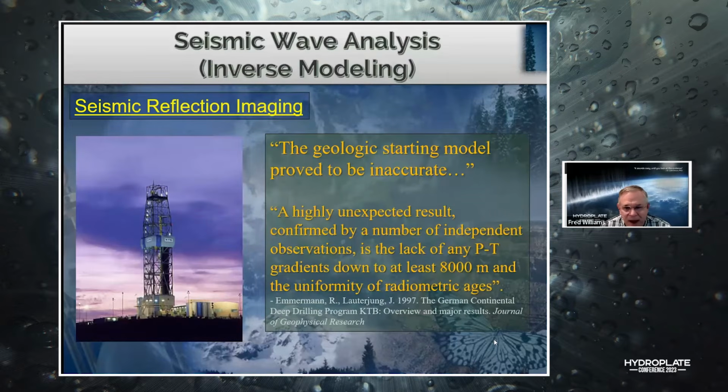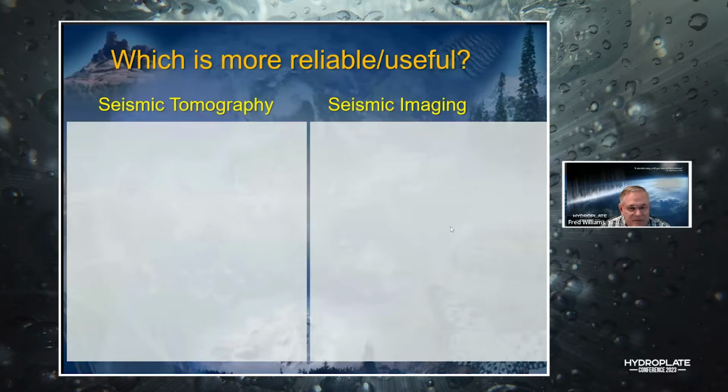Okay, so now let's look at an example: Germany's KTB borehole, which reached, at the time, I think the deepest hole drilled into the earth. It reached 5.6 miles. They had seismic reflection imaging beforehand, and here are quotes from the paper that was written after the drilling. The geologic starting model, again the seismic reflection model, proved to be inaccurate. And another quote: a highly unexpected result confirmed by a number of independent observations. So even when you can look at it, these models are proving to have problems.